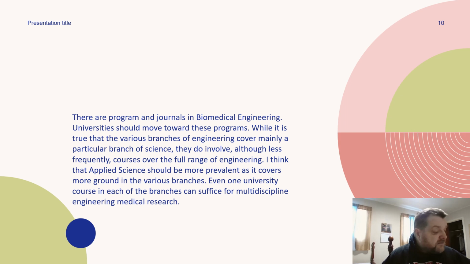I think that applied science will be more prevalent as it covers ground in the various branches. That's the future, applied science. They have it at Queen's in Kingston, Ontario. Even one course in each branch can suffice for multidisciplinary engineering medical research. So you don't have to be an expert electrical engineer to analyze a simple circuit, and you don't have to be an expert civil engineer to analyze a simply supported beam. These things can be done pretty easily, and if someone's interested, the first 2 years of engineering, the engineering diploma, would be very useful for people who want to be doctors in medical education. But for nurses, we'll get to that a little later on.